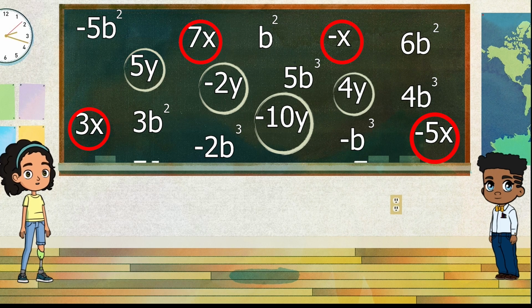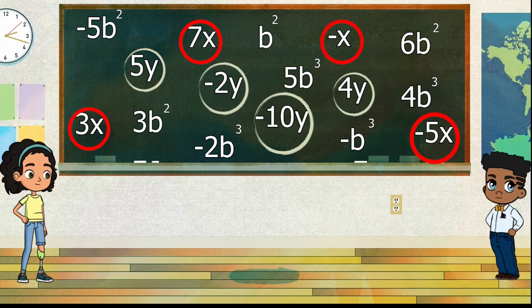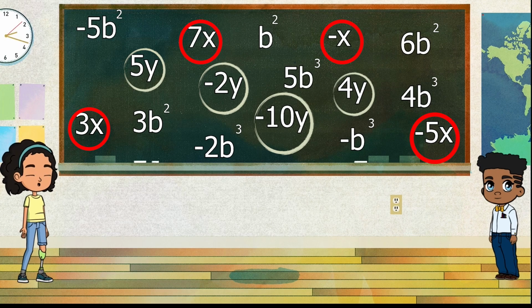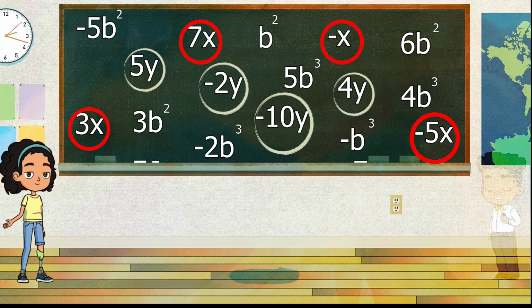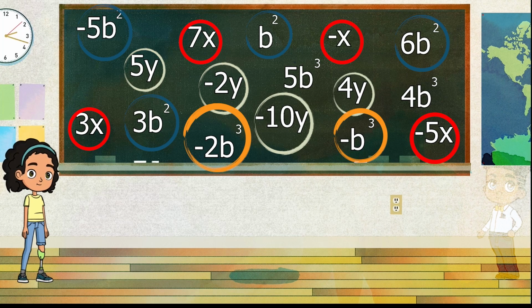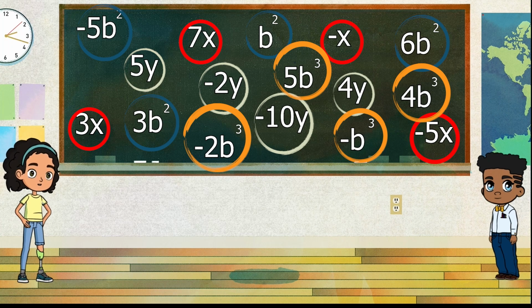Let's identify all the b terms with the same exponent. I realize that some of the b have an exponent of 2 and also 3. Very good. So our like terms would be 3b squared, negative 5b squared, b squared, negative 6b squared, and negative b cubed, negative 2b cubed, 4b cubed, 5b cubed. Very good, Lucal.